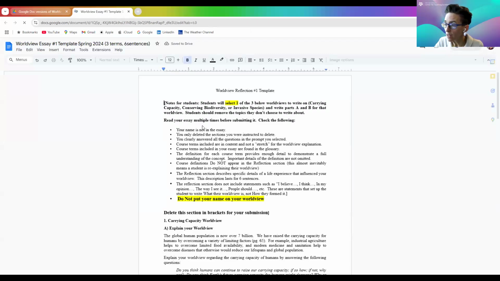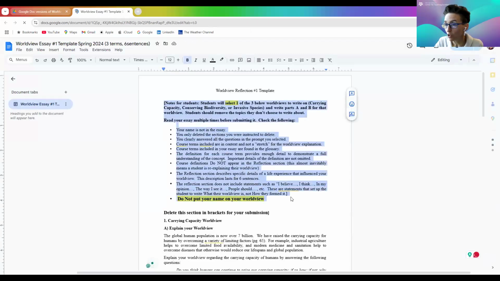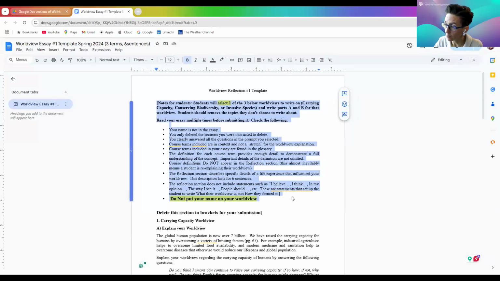So I give you notes about what you should do. You should pay attention to these things because this will set you up for success. Please use the template. It is meant to help you. If you don't use the template, I can guarantee you will not get a good grade on this assignment. So the template is meant to set you up for success.